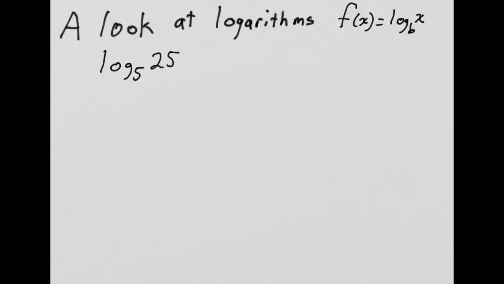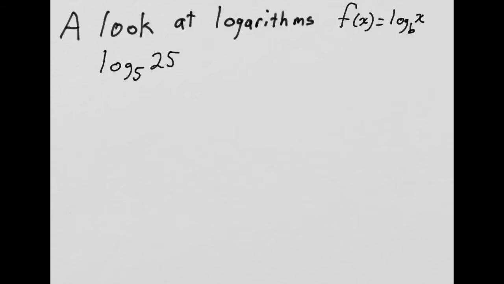So if I write log 5 of 25, when we're talking about this, 5 is called the base, and 25 is in the position of x. If I were to read the function over here, I would say f of x equals log b of x. Here I would read it log 5 of 25.